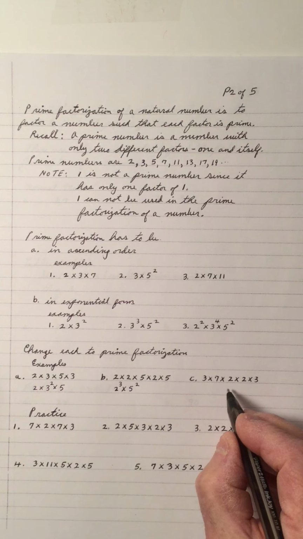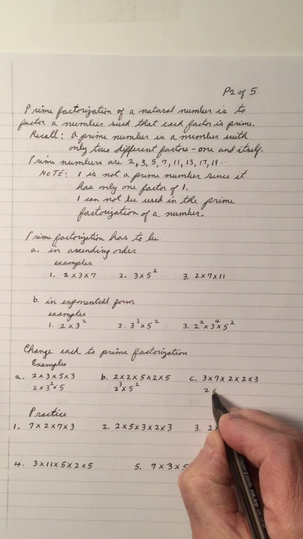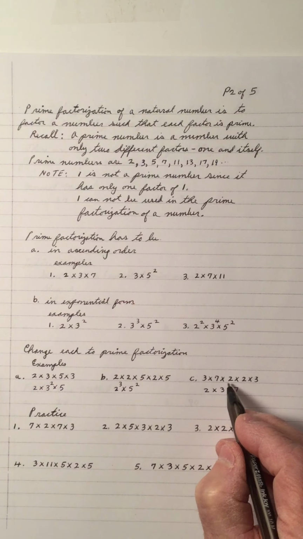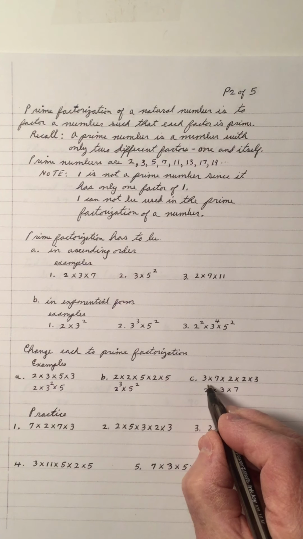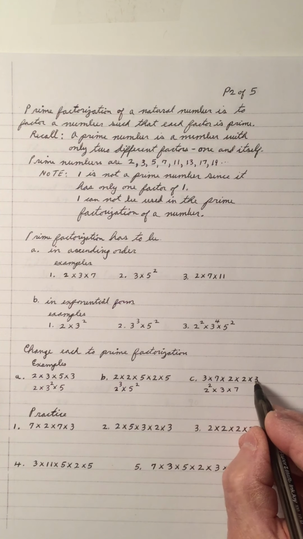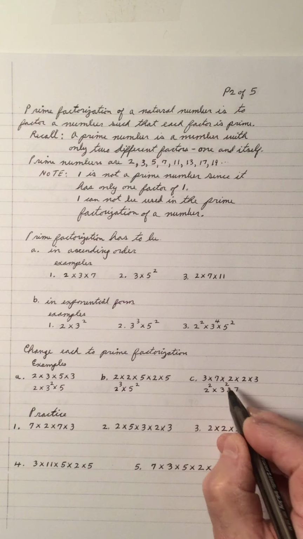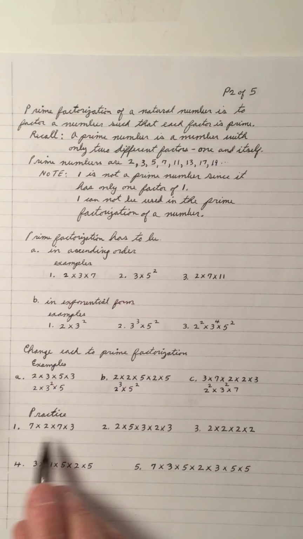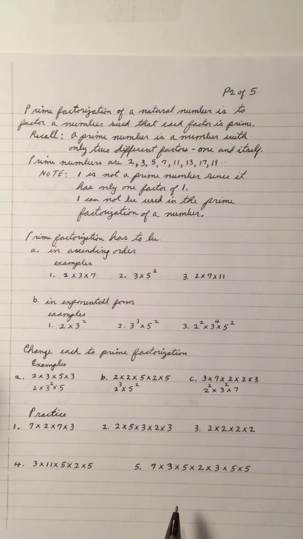And in C, I see a 2, and I see a 3 factor, and I see a 7 in that order. With the 2s, I have two 2s, so it's 2 squared. 3s, I have two 3s, so it's 3 squared, and only one 7. Do some practice, pause, fill these out, and then come back, play it.